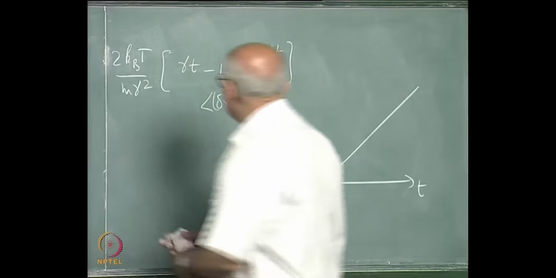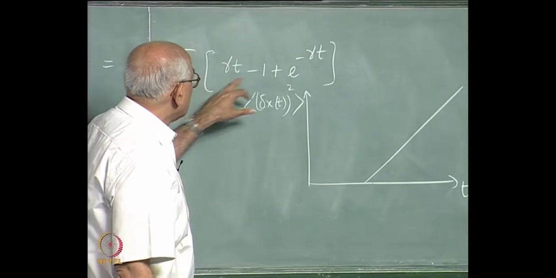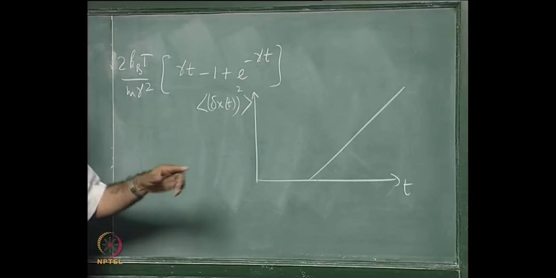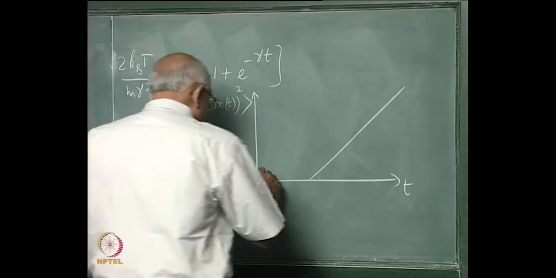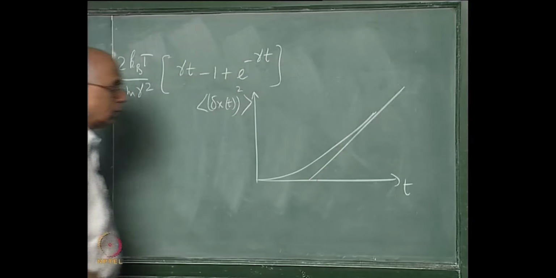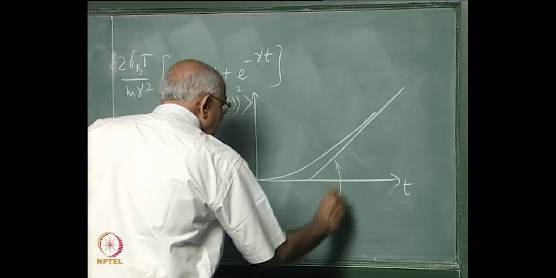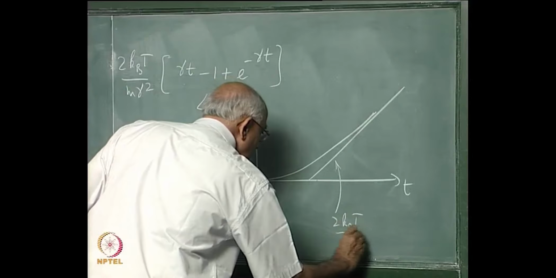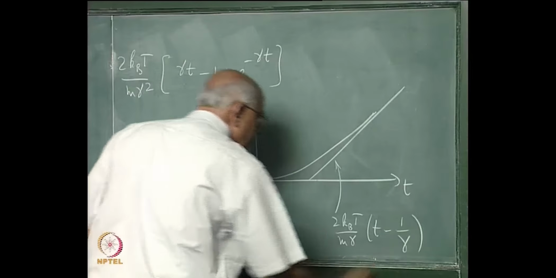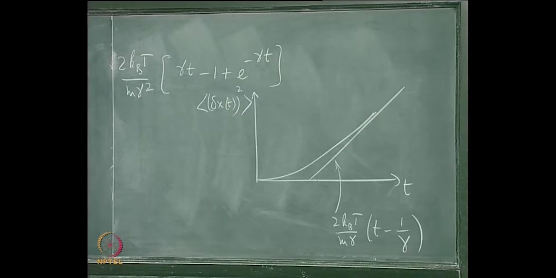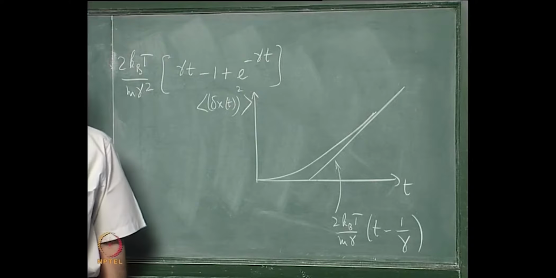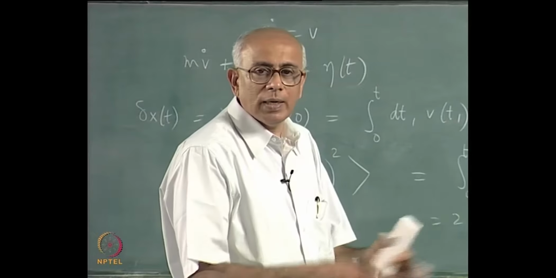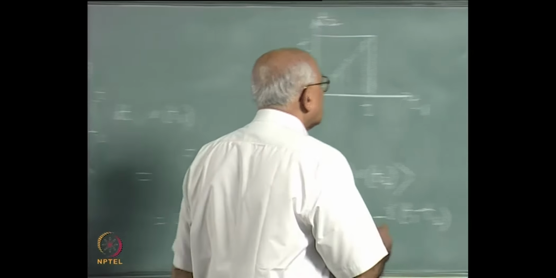and this function, look at what happens for t very small, gamma t much less than 1. This goes like 1 minus gamma t, which cancels both these things, and then you get a gamma squared t squared. So it starts off like a parabola, and then it asymptotically hits this value here eventually. So it is clear that this function looks like this, and this line here, its ordinate is 2 k Boltzmann T over m gamma times t minus 1 over gamma. It is a straight line, and that is the asymptote. So it behaves linearly for sufficiently long times, but at short times it is quadratic, and then in between it has both the exponential as well as the linear term, and it is not a stationary process.